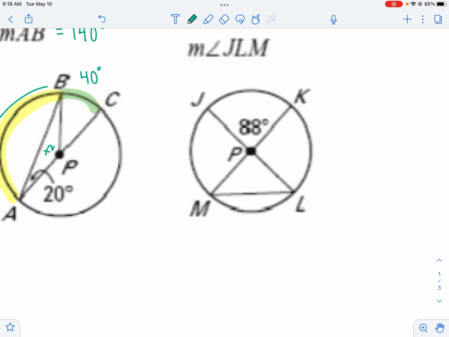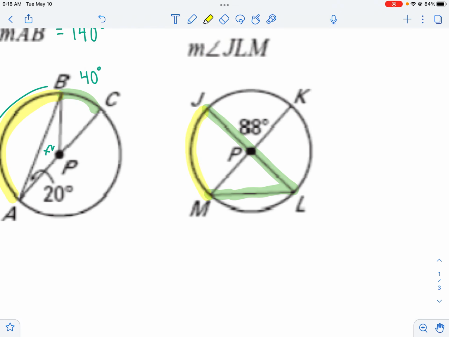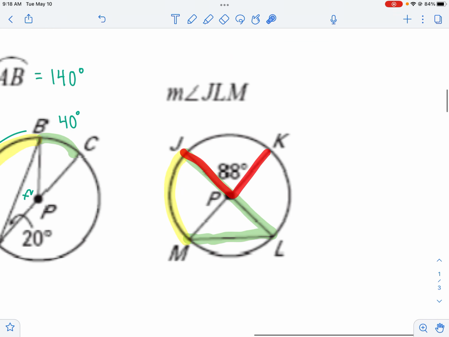So this last one got a little bit more complicated because it wants JLM, that angle right here. So I'm going to go ahead and trace it. Well, that angle opens up to this arc right here. So I need to find this arc. Well, if this piece is 88, if that angle is 88, I'm going to start with that. Remember that central angles are the same. So if this is 88, then the central angle is the same. That means that that arc is 88.